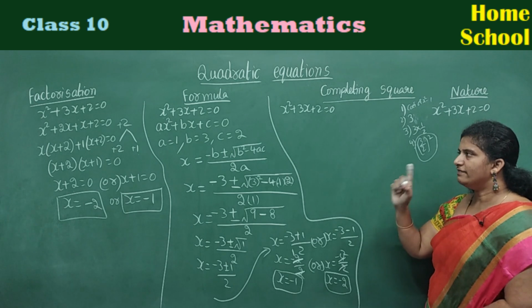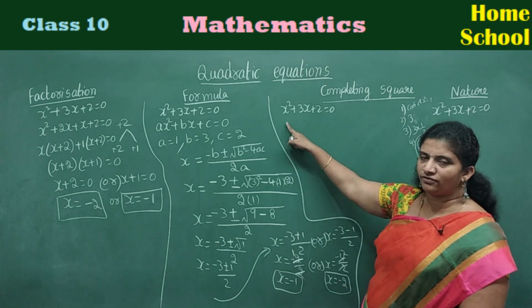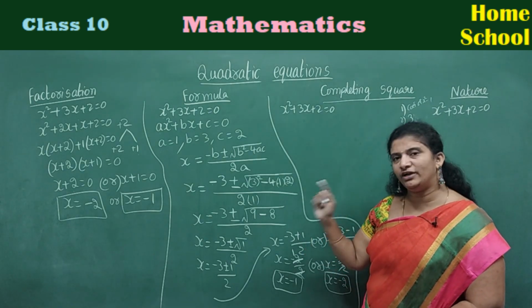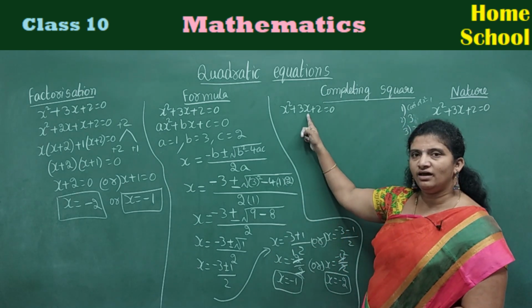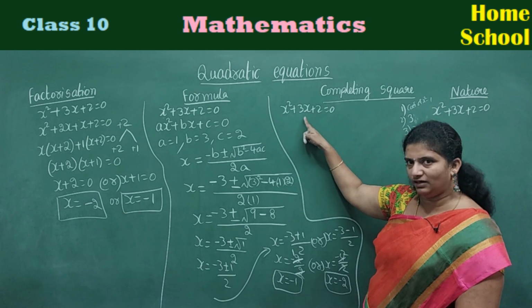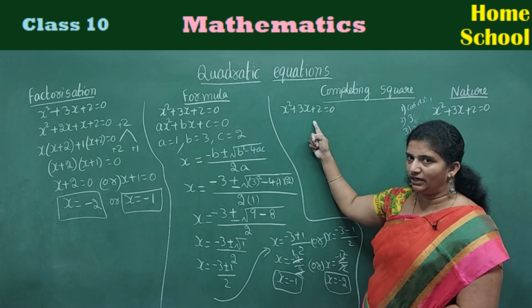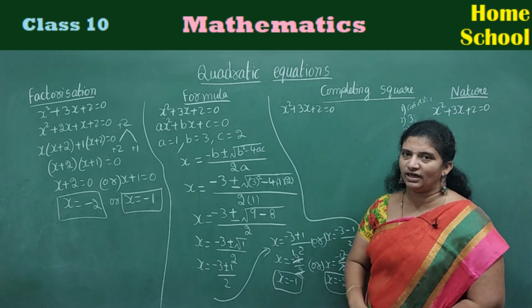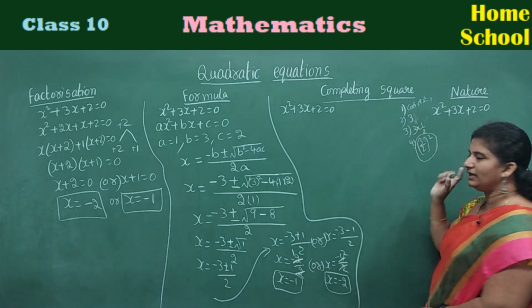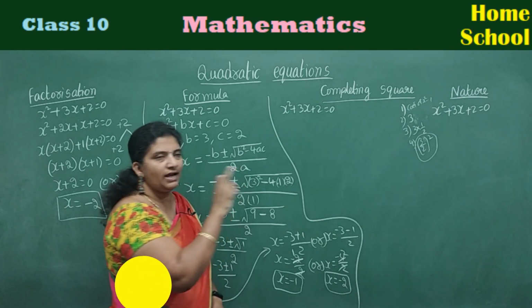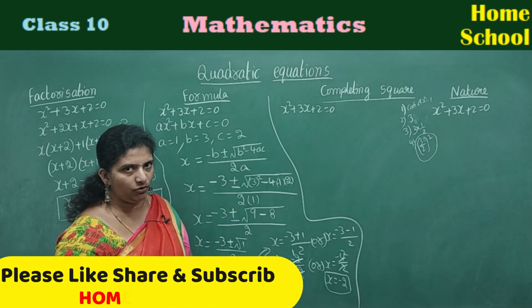What is that? First, observe the x square coefficient. Is it 1? If it is 1, go to the second step. Find the x coefficient. What do you have? 3. Multiply it by 1 by 2. Do the whole square. That is 3 by 2 whole square. See, this step is very important, children. That 3 by 2 whole square is very important.